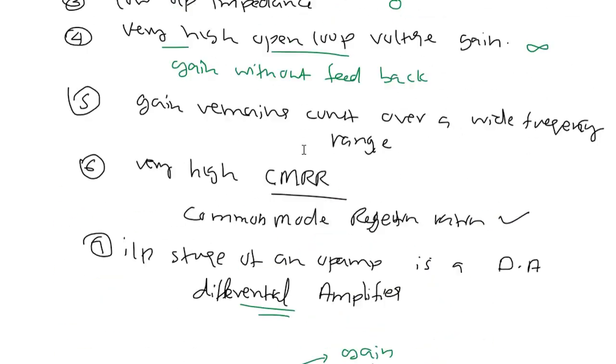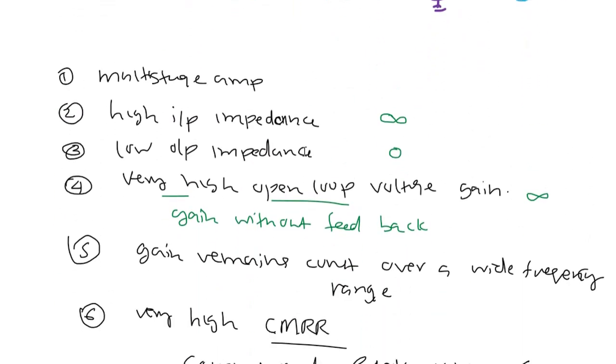Now if you take a practical amplifier, the input impedance will not be infinity, but it will be a high value, and also the open loop voltage gain will be a very high value, of the order of 10 raised to 5, and so on.